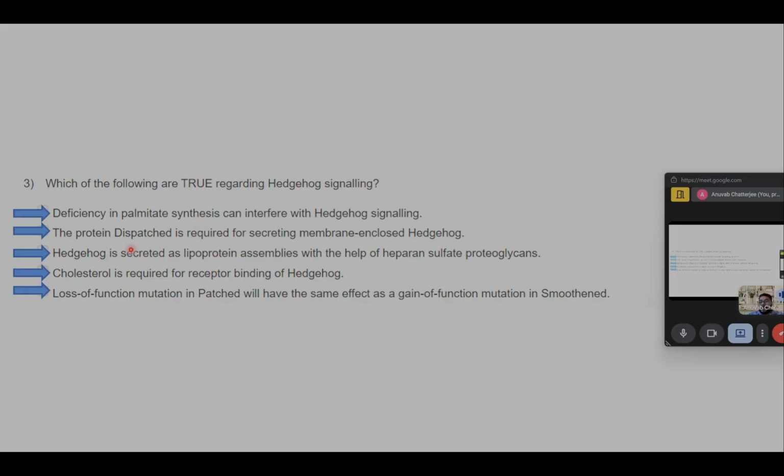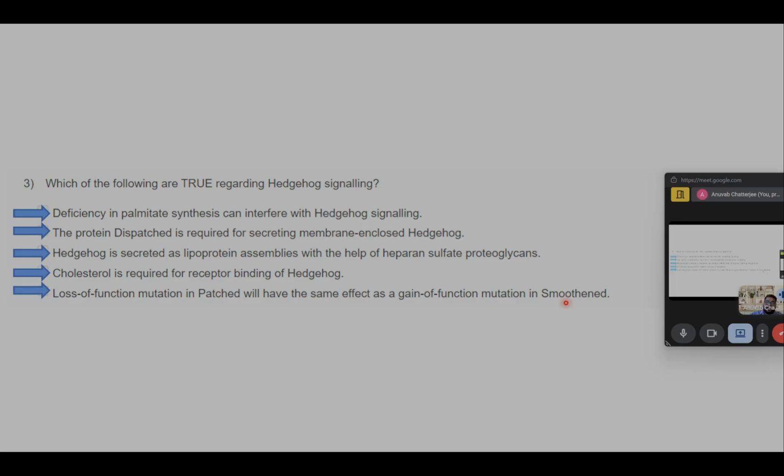The protein dispatched is required for secreting membranous enclosed hedgehog. True. Hedgehog is secreted as lipoprotein assemblies with the help of heparan sulfate proteoglycans. This is also true. As we saw, there are different lipoprotein assemblies in which hedgehog can be secreted, and they associate with heparan sulfate proteoglycans because of that. Cholesterol is required for receptor binding of hedgehog, which is also true, and loss of function mutation in patched will have the same effect as a gain of function mutation in smoothened.